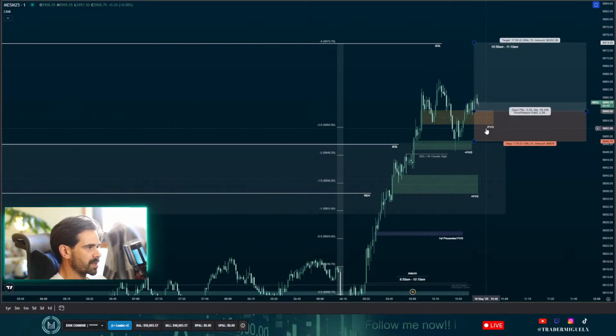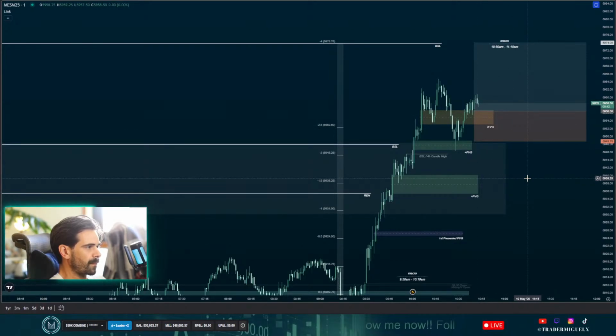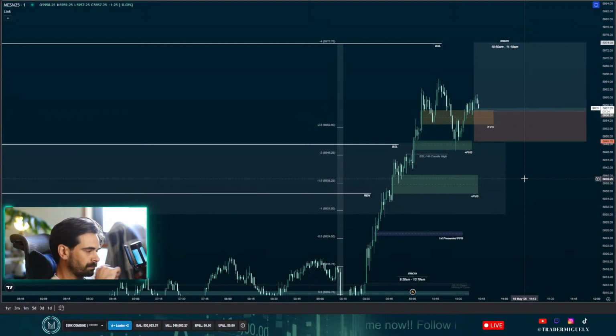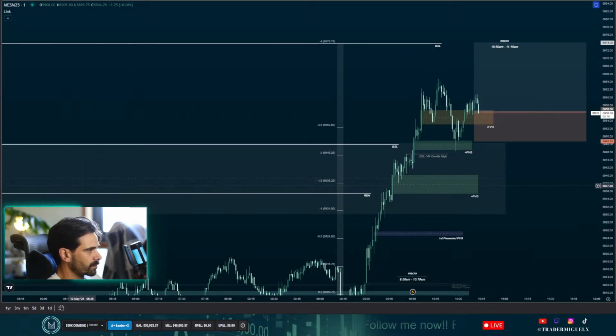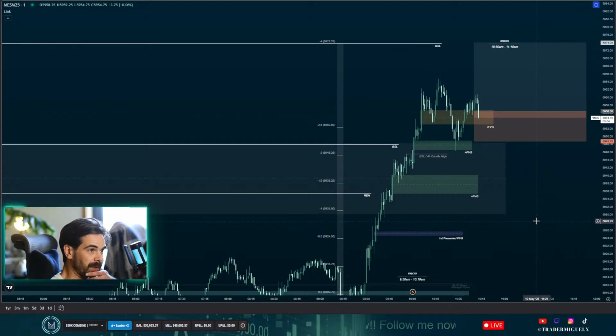Yeah, price coming back down once again. There we go. A retrace deeper here.